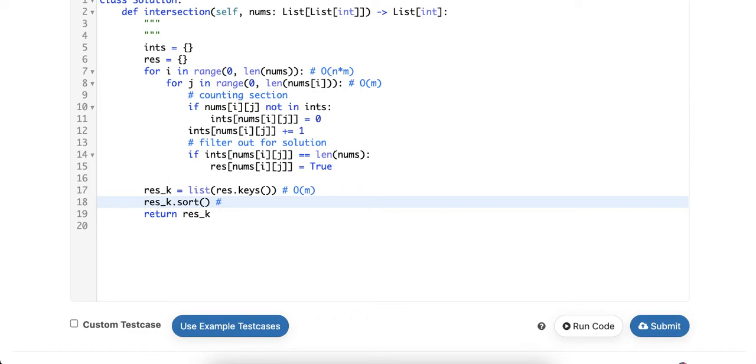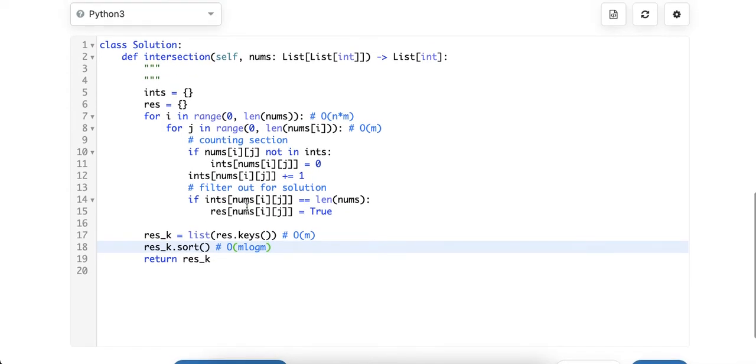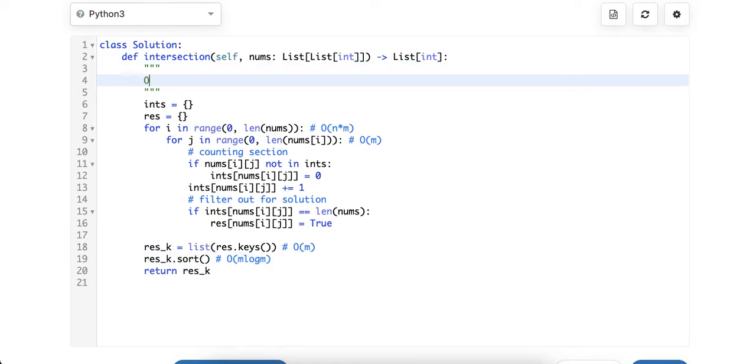Then this one is a sorting of something with the size of m, so this is big O(m log m). This is outside of the loop, right? So the total will be a summation. At this top loop, it becomes n times m. This one is m. This one is m log m. So in total, in big O notation, you take the worst, which is n times m.